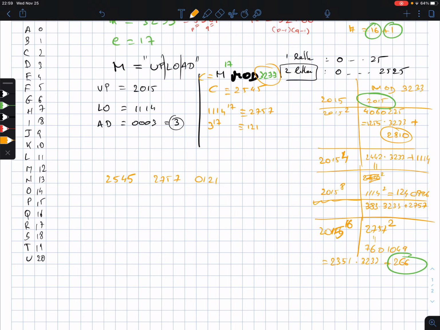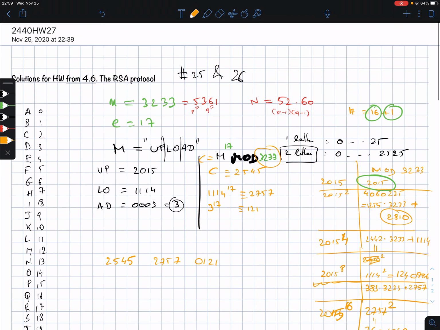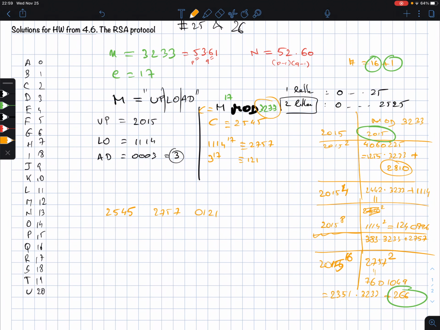4, 6, and this was number 25. 2545, 2757, 1211. Just my last one is wrong. Right, okay, let me do the last one over. 1211, yeah, it is correct. I just copied it wrong. 1211, that's what I actually had. Okay, this is correct.